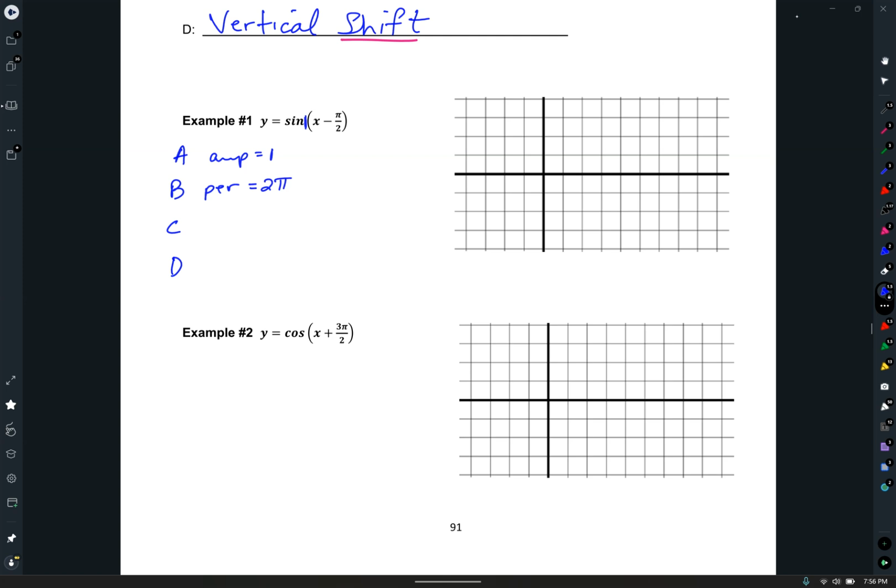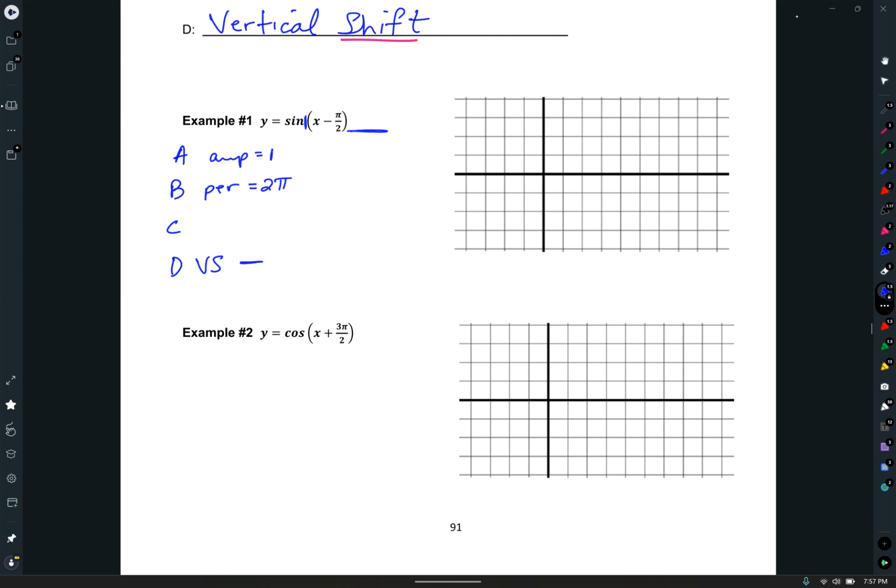The D, remember, out at the end is your vertical shift. In this case, there is no number being added or subtracted out at the end, so there is no vertical shift. It's not going to be shifted up or down. Okay, so the horizontal shift.